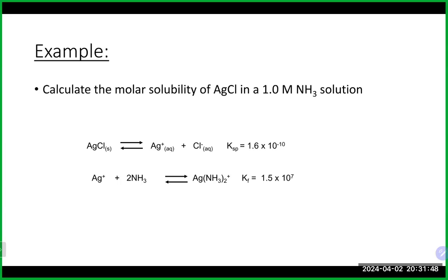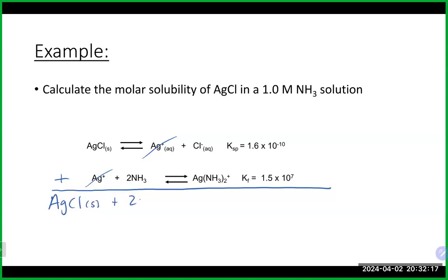We then have our silver ion and our ammonia making a complex ion, which is a KF of 1.5 times 10 to the 7. So if we want to see what's going on overall here, we could add these together. If we add these together, dare I say the silver actually cancels out. That leaves us with some silver chloride where we add a little bit of ammonia to make this complex ion with silver and ammonia and a little chloride ion floating around.